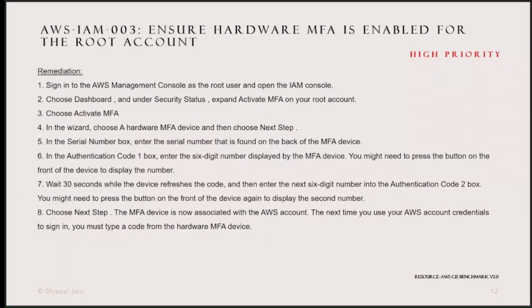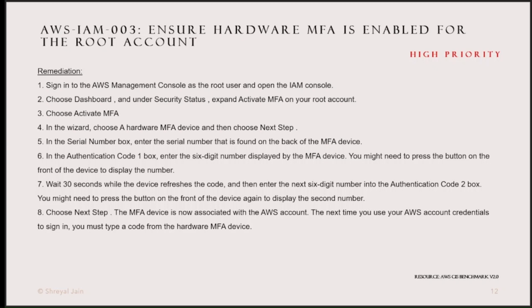So if you don't already have hardware MFA enabled for your root account, here are the remediation steps that you can follow. First, you have to sign into the console, and then check activate MFA for your root account. Choose the activate MFA option, and in the wizard, choose a hardware device and then choose next step.